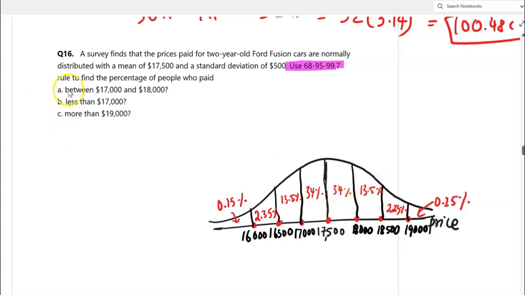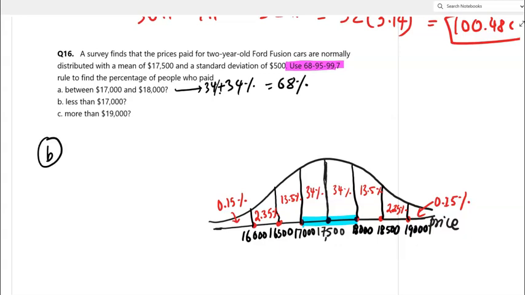So now to answer the first question: find the percentage of people who paid between 17,000 and 18,000. 17,000 here, 18,000 here. How much percentage in total? 34 plus 34. The answer for this question is 34% plus 34%, which gives you 68% for part A.